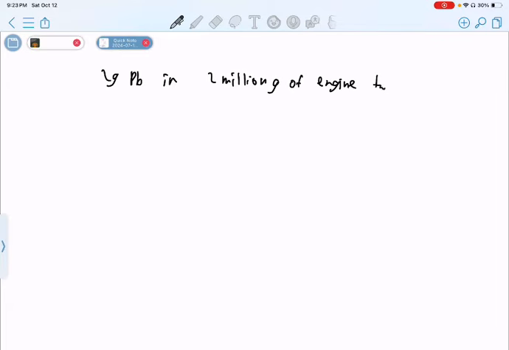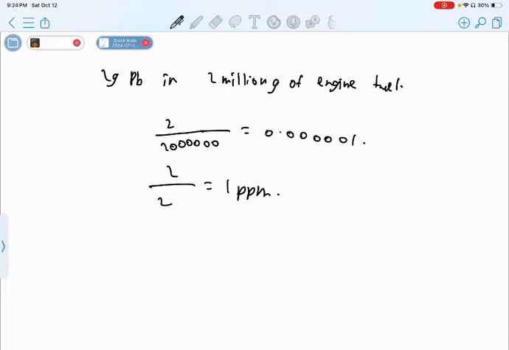Okay. How do we write parts per million? We'll just do 2 grams over the 2 million. But we will write our answer... you get very many decimals. So it'll be 0.0000001, I think. But we won't write it as that. We'll take the 2 divided by 2 million and we'll get 1 part per million, okay?